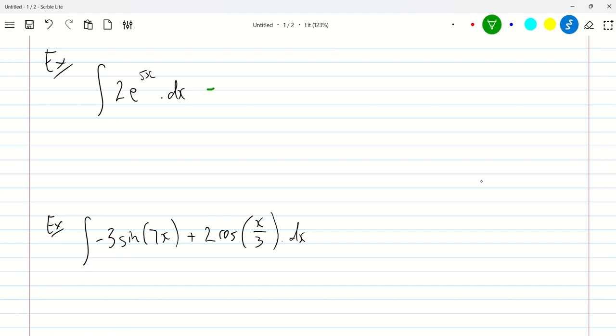So let's go straight into it. We can go straight at that. The 2 can just sit out the front by itself. Remember that sort of constant can come out of the integral or just leave it out the front sitting there.